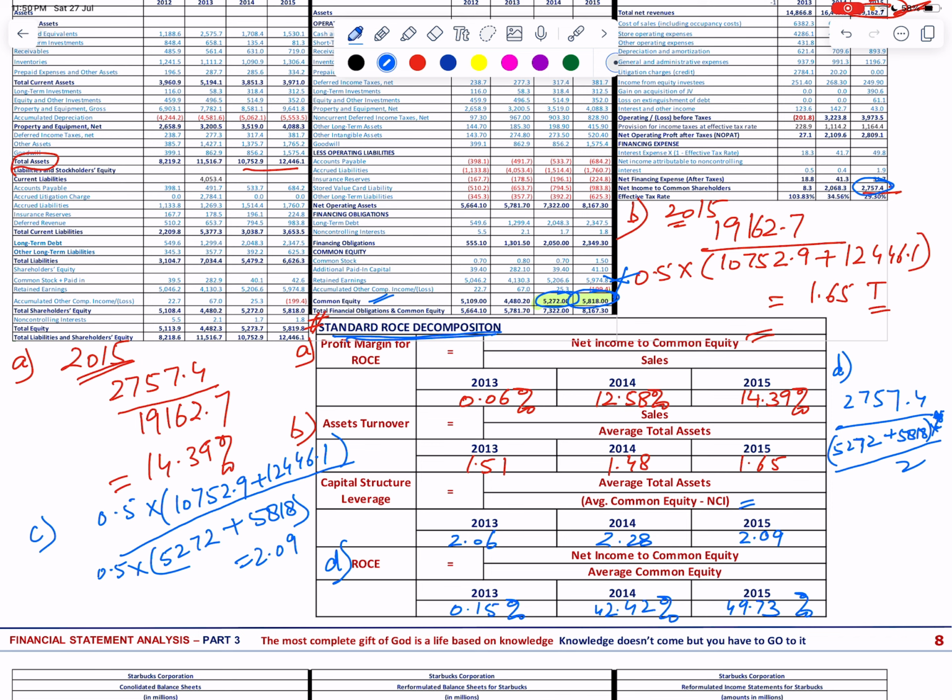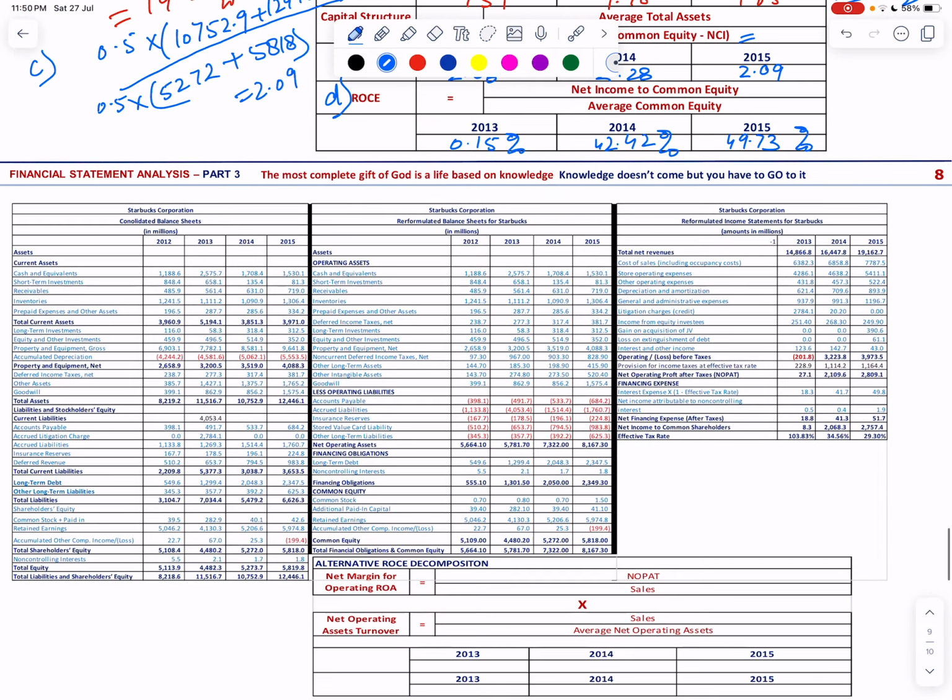We look into now the alternative return on capital employed decomposition. First of all, we go for the net margin for operating return on asset, that is NOPAT divided by sales. Now NOPAT, this is A.